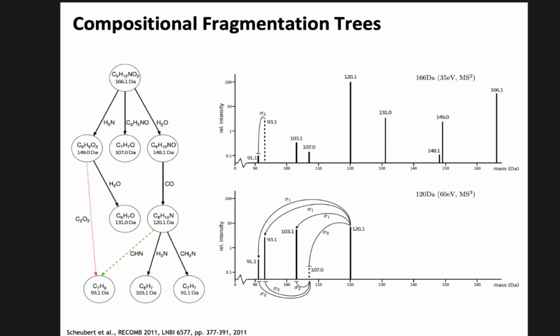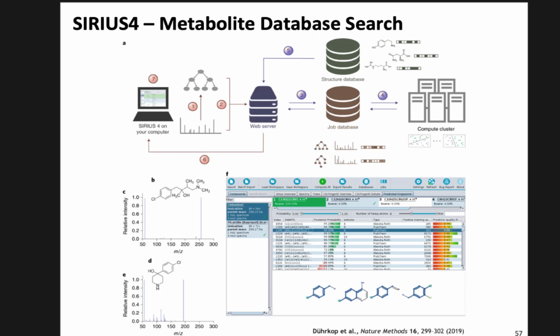Very recently, fully automated approaches that are based on this concept of fragmentation trees and database search have arisen. That's a paper that came out just a couple of weeks back in 2019. That's CSI:FingerID, and it actually does what you would like it to do. It tries to predict these intensities. It tries to predict these fragmentation trees.